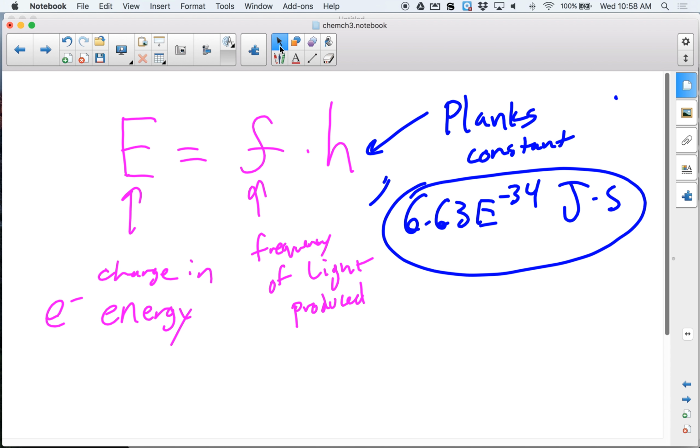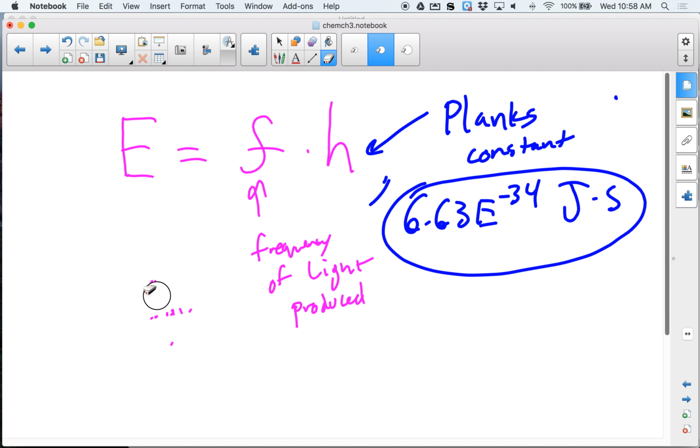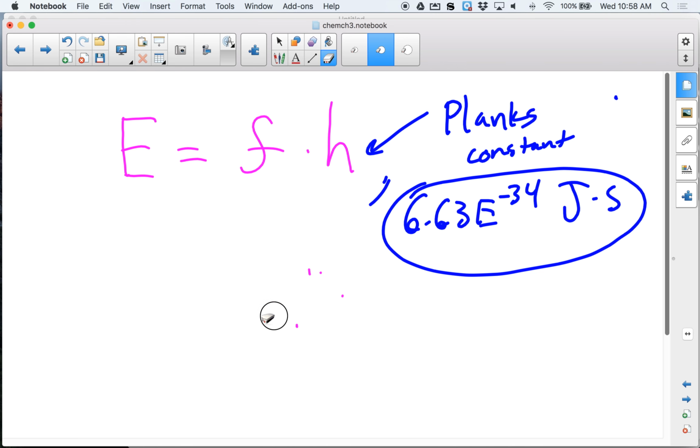Let's go with this right now. I should erase this. We can actually calculate the change in energy that is associated with the type of light produced using this equation right here. E equals F times H.